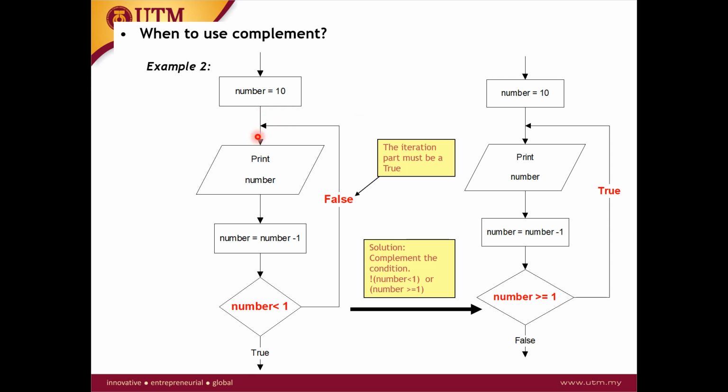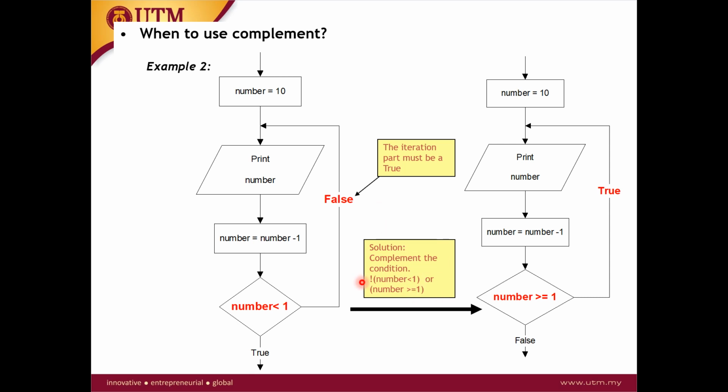And this is another example. Number is 10, and print number, then number is going to be number minus 1. Decrement the number by 1. Is number less than 1? No, it's 9. Okay, so this one is not true. So the false part goes back again and prints 9, and the number is becoming 8, and this one is false again. So it repeats until the number is becoming 0, then it goes to the end of the flowchart. But mostly the iteration part must be in the true condition.